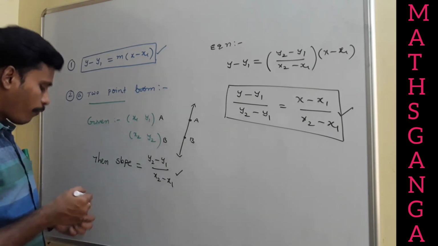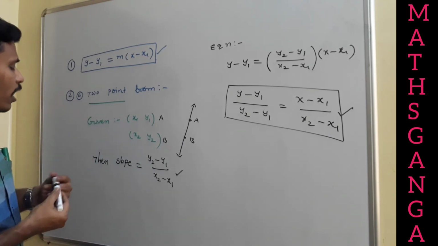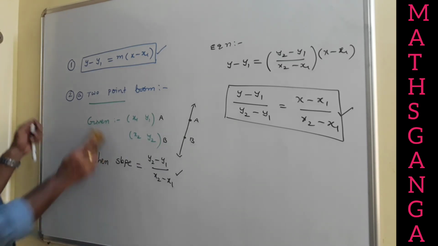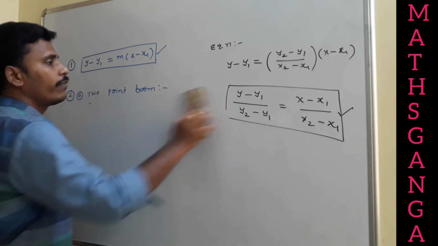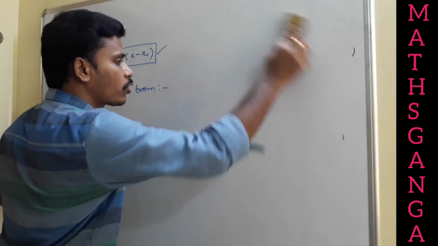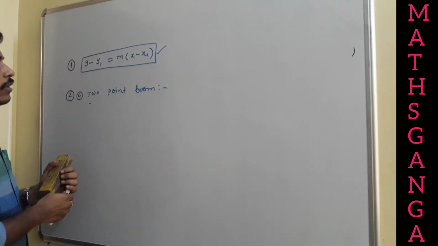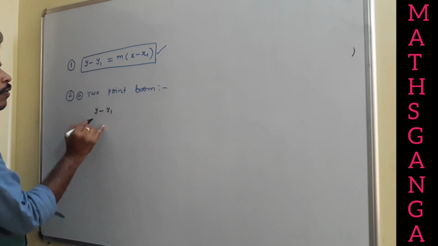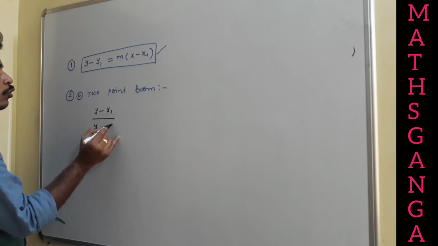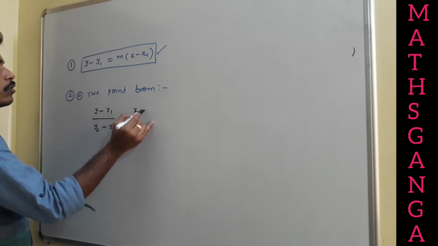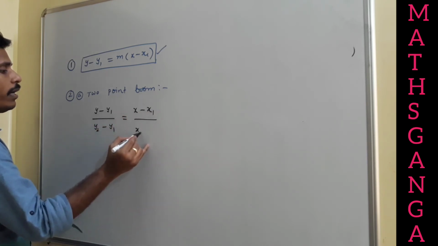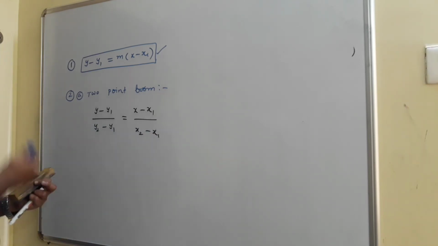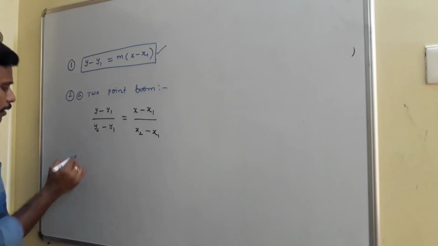And one more form is the gradient form of a line, the next bit, which is b. The two point form is complete if two points x1 y1 and x2 y2 are given. Then the two point form of the line is nothing but y minus y1 by y2 minus y1 is equal to x minus x1 divided by x2 minus x1. That is our two point form, right?